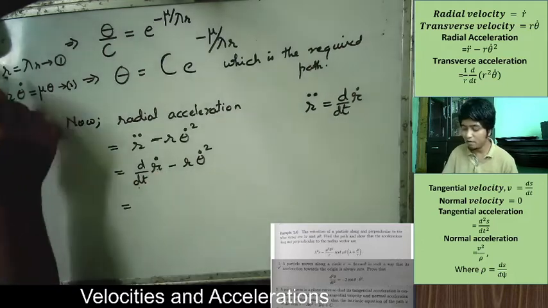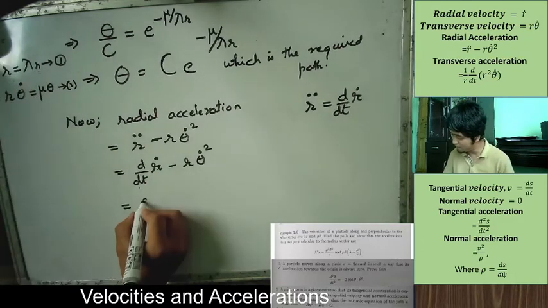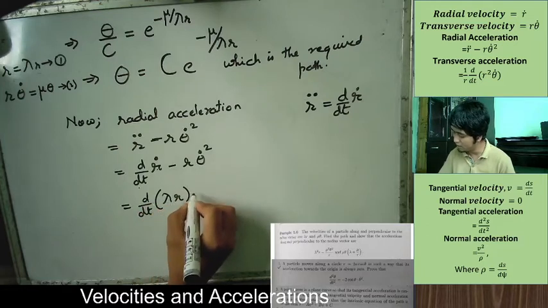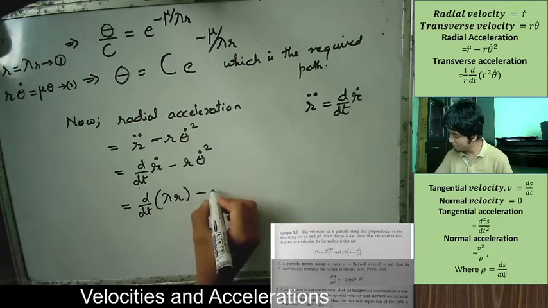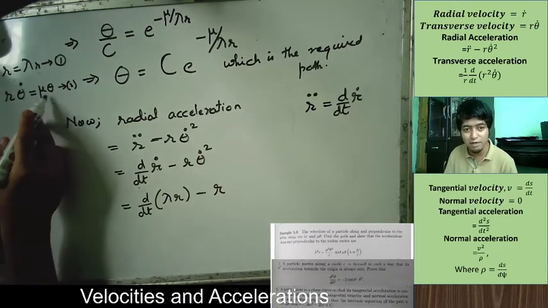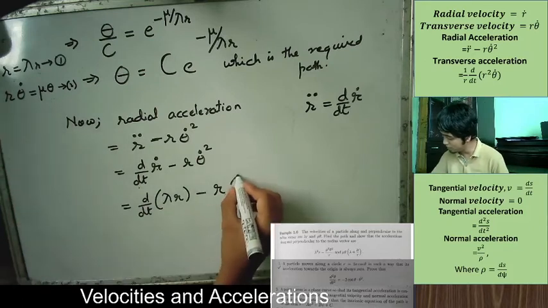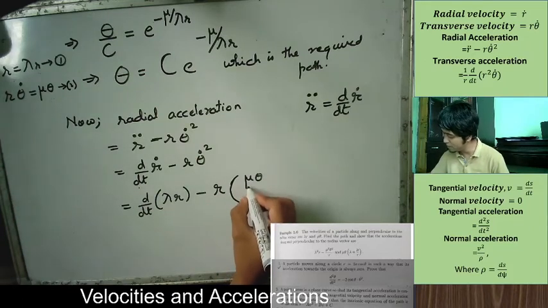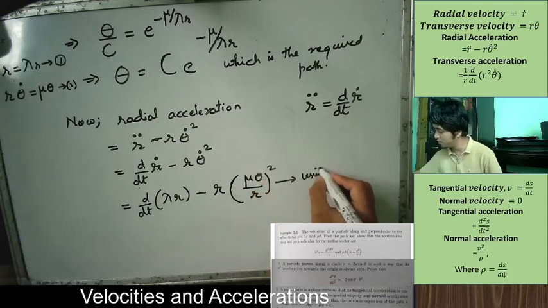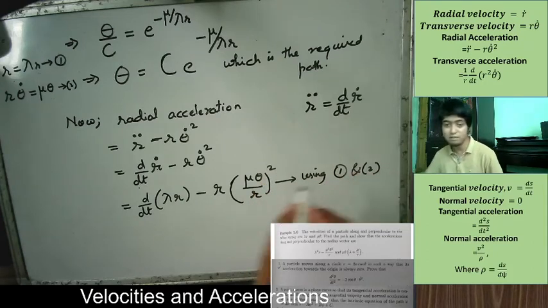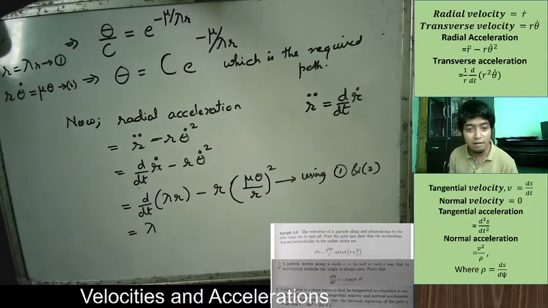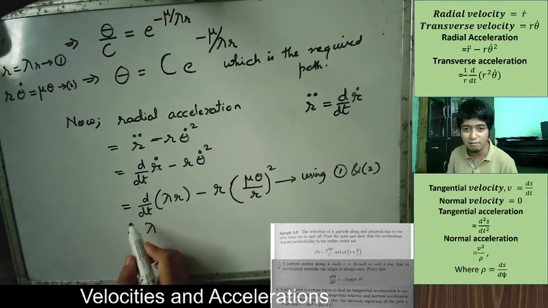Okay, d/dt r dot, but r dot is lambda r. So we will have d/dt of lambda r minus r theta dot square. Theta dot square, according to equation 2, you will have mu theta upon r squared. Using equation 1 and equation 2, you will have this. Lambda is a constant, you can take it outside.